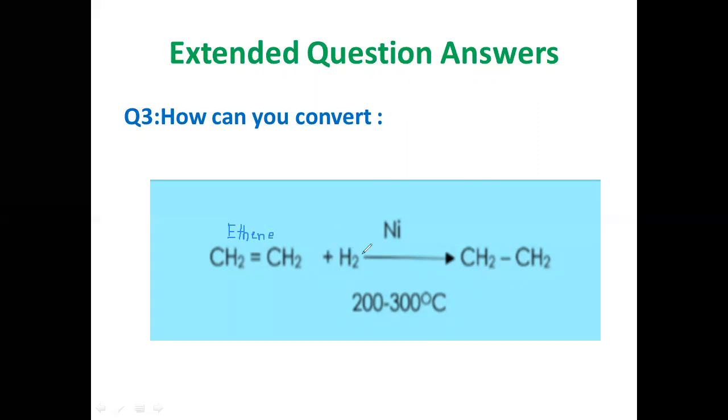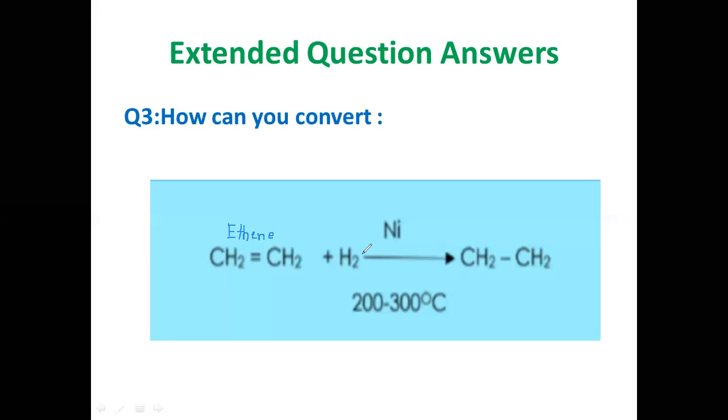Hydrogenation or addition of hydrogen is actually, you can call it hydrogenation, you can call it addition of hydrogen, you can call it reduction process. So you can see that the reduction of ethene will convert it into ethane, and this reduction or this hydrogenation will take place in the presence of a catalyst that may be nickel and 200 to 300 degrees centigrade. Like at high temperature, this reduction of ethene into ethane will take place.